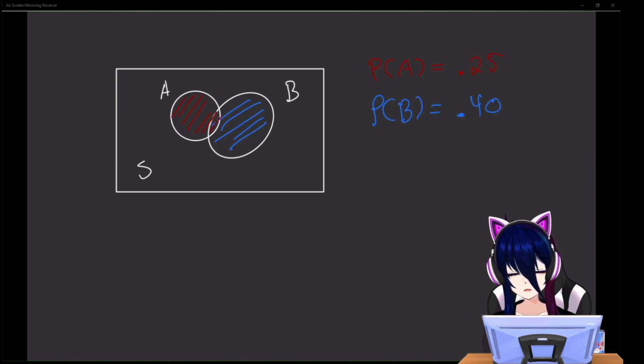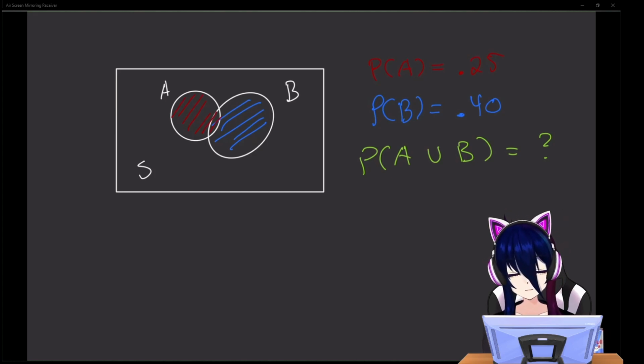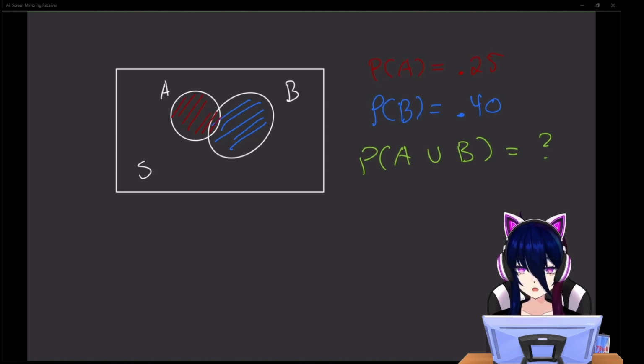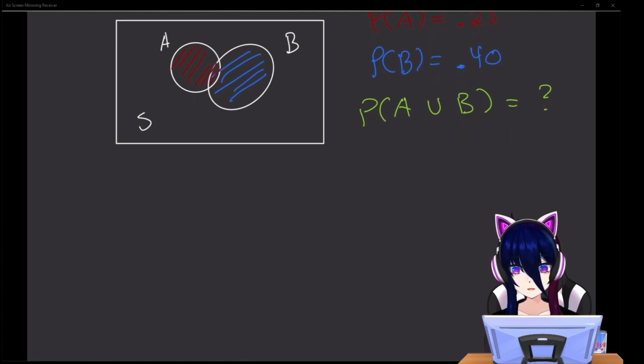Now, what would the probability of their union be? A unioned with B. So, initially, you may just think, well, let's just smash them together. That's what it means, right? We're combining this one and this one, so the probability should be added. Almost right, but not exactly. We're missing something. Let's go ahead and write out this with some more diagrams.